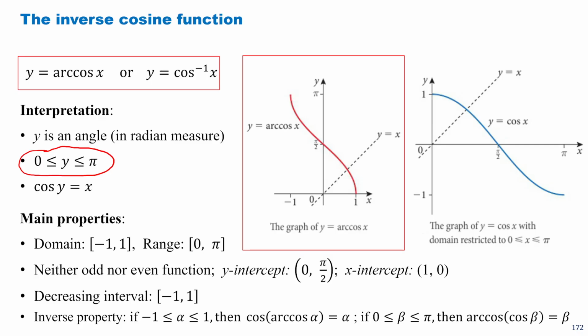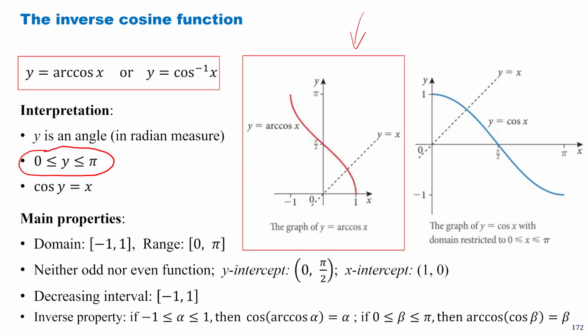So according to the definition, we know the domain is from -1 to +1. The range is from 0 to pi, closed interval. And this arc cosine or inverse cosine is neither odd nor even. We know this is the graph. You can easily see the graph is not symmetrical about the y-axis and does not have point symmetry about the origin. So this function is not an odd function or an even function. And it is decreasing on the interval from -1 to 1.